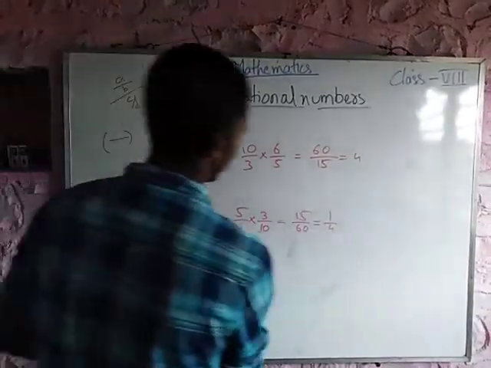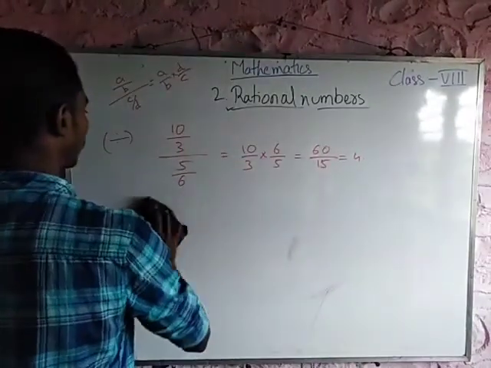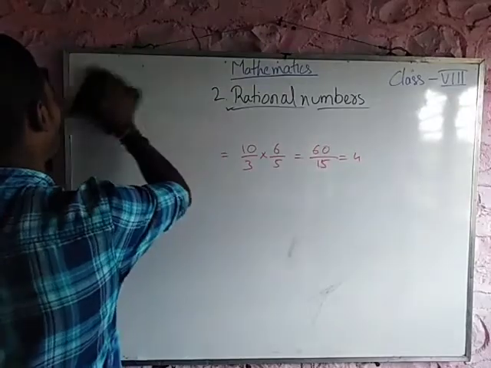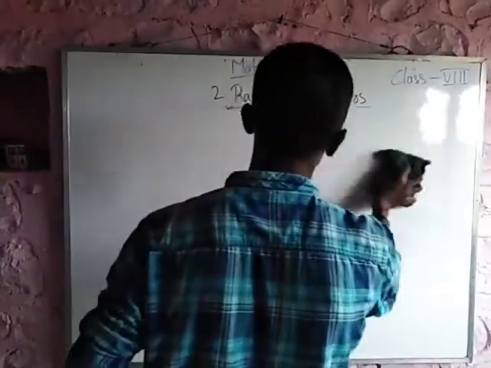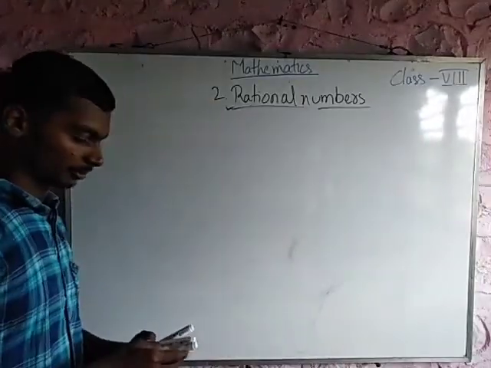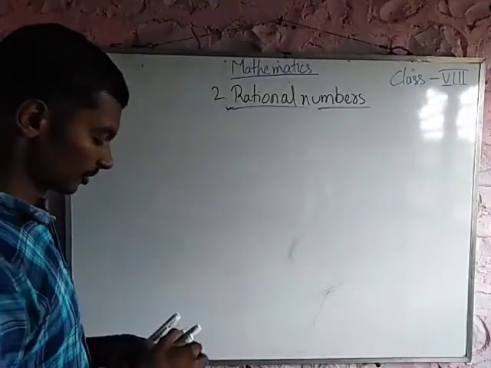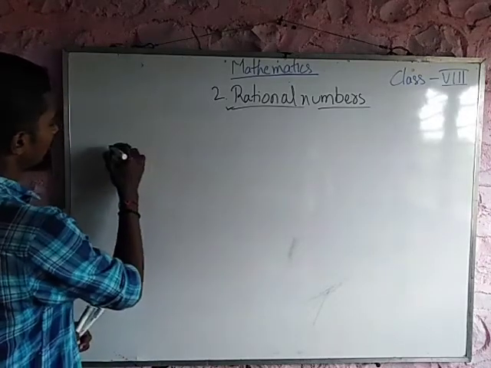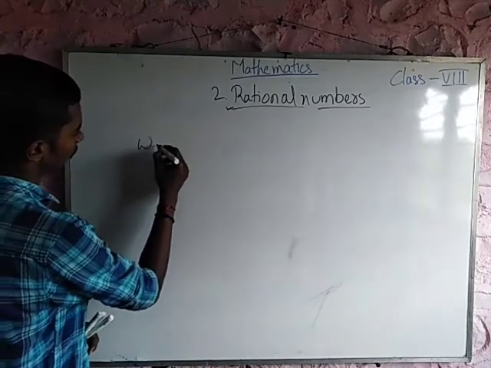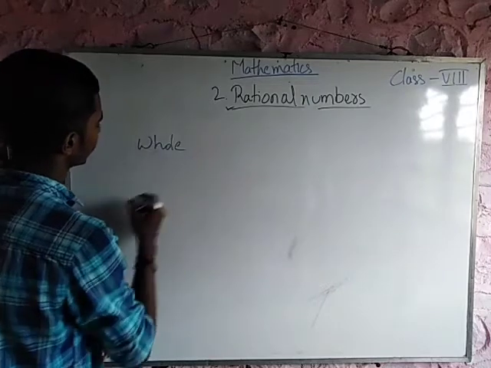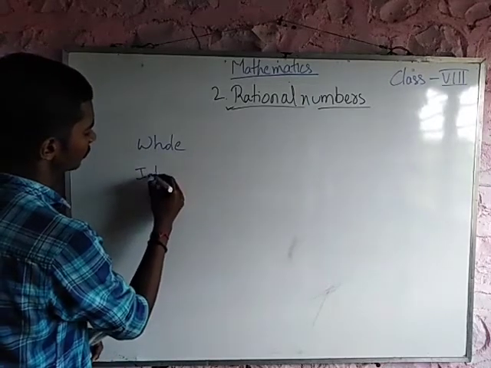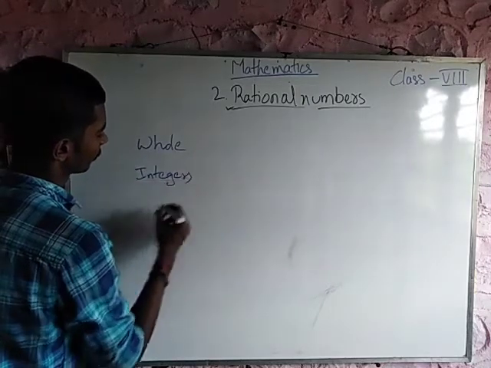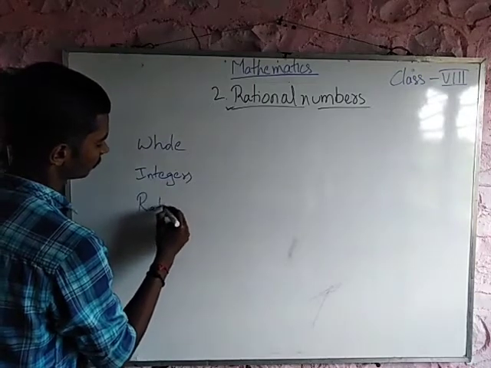Okay. Now if you recall the commutative property for whole numbers, integers, and rational numbers, for all the operations, the result will be something like this. Take either whole numbers, integers, or rational numbers.